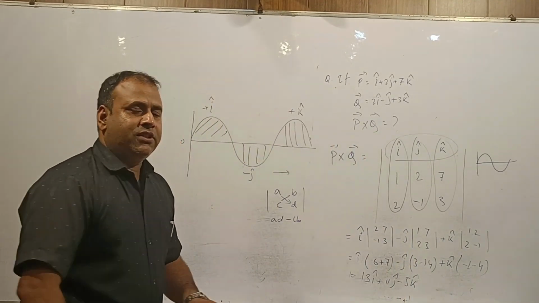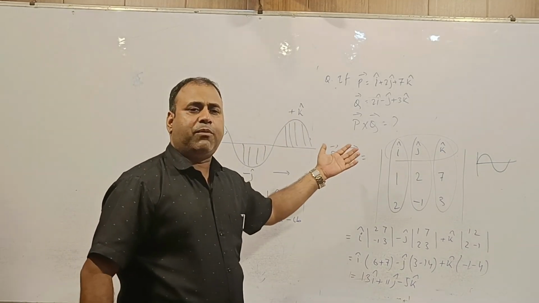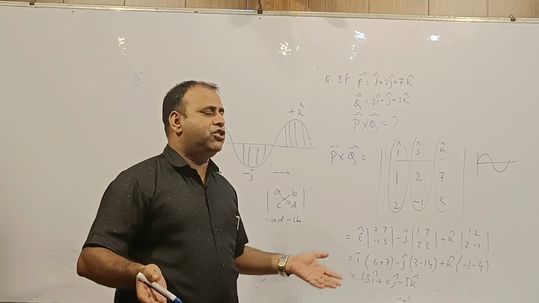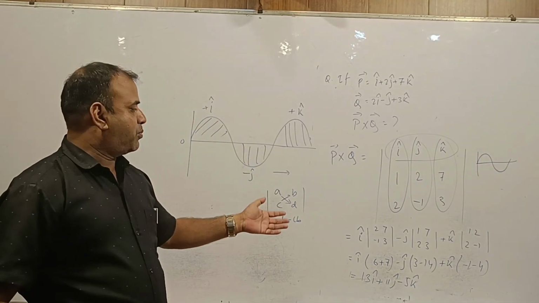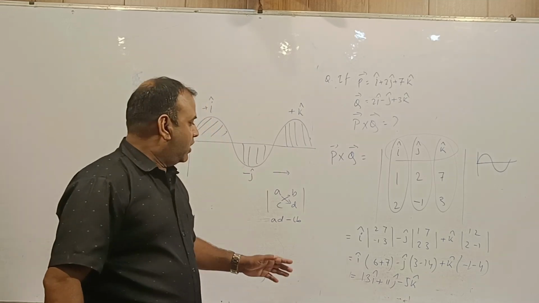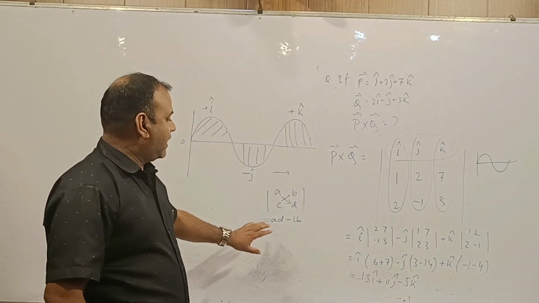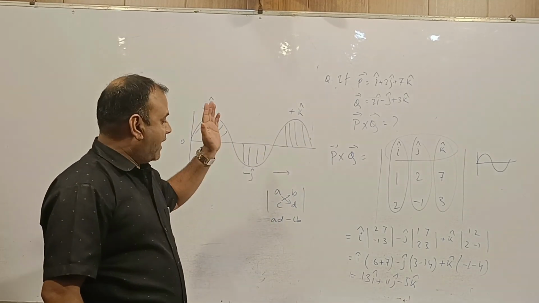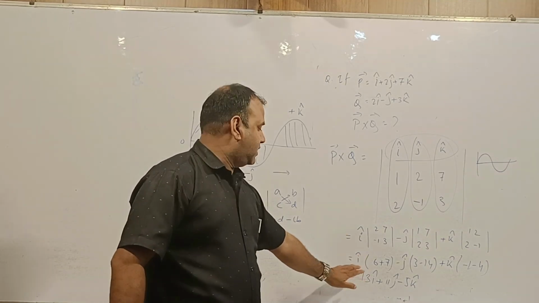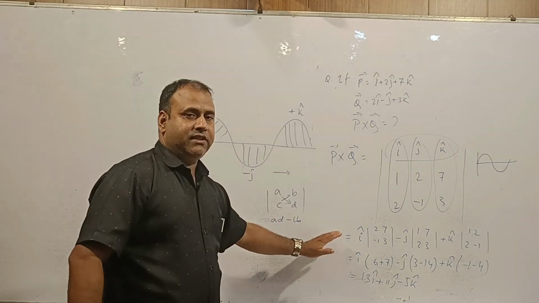Now students, you can see in case of scalar product we obtain the direct value, that means the magnitude of the value, but in case of cross product we are getting I cap, J cap and K cap values. So this is the difference between vector addition, vector subtraction, vector product, and the dot product and cross product. So you remember it like this.